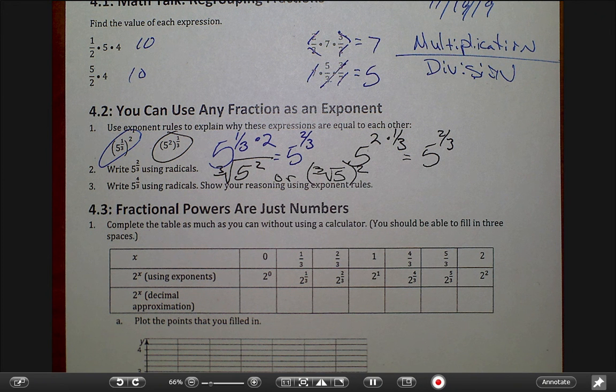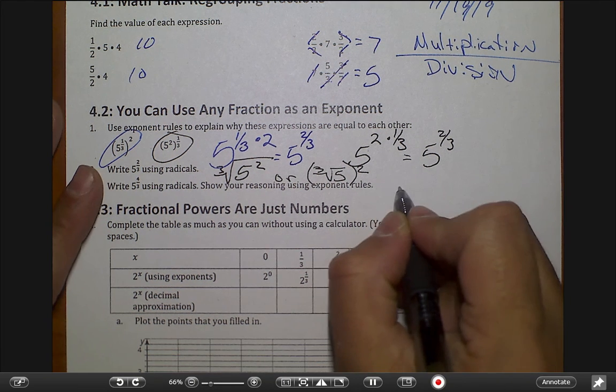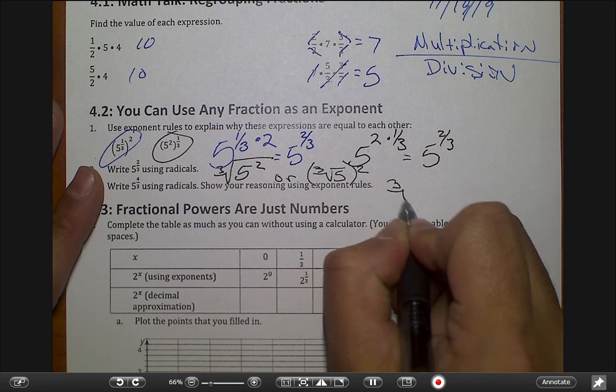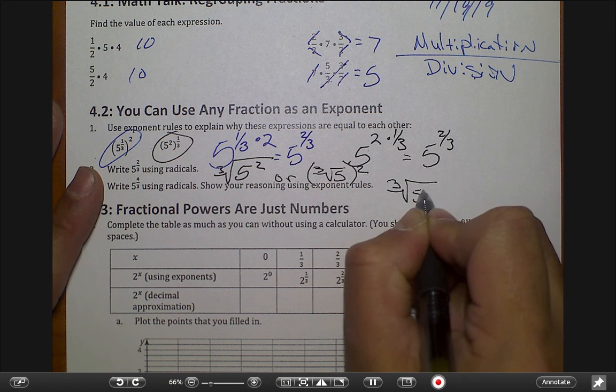Both those are going to be correct. Now, for this next one, it says write 5 to the 4/3 using radicals. Okay, so what's my power? 4, and what is my root? 3. Okay, so watch this. It's going to be the 3rd root of 5 to the 4th.